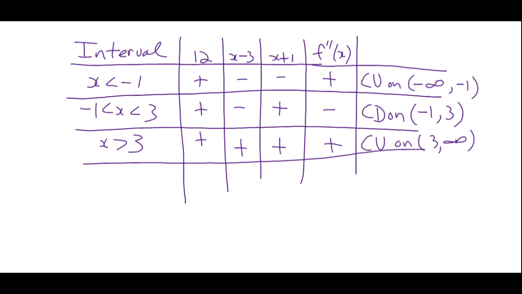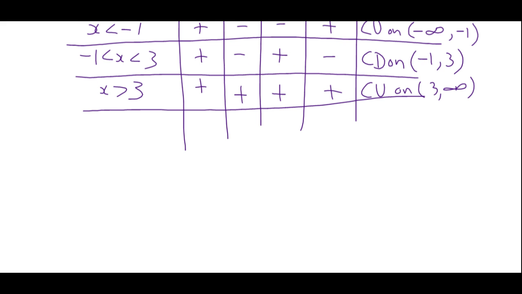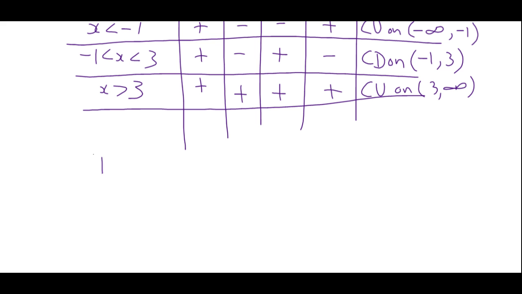Now, if we go from concave up to concave down, where does that happen? It's called the point of inflection. So we know that there will be an inflection point at -1, and another inflection point at 3, because we're changing concavity. Concave up to concave down at -1, concave down to concave up at 3. So since we change concavity at -1 and 3, these are points of inflection.